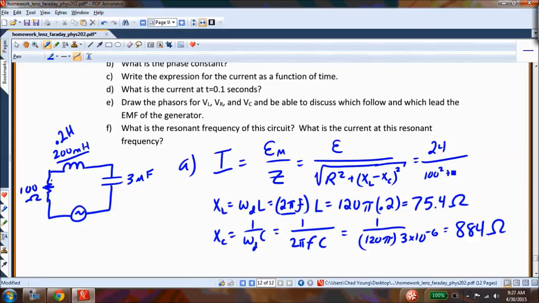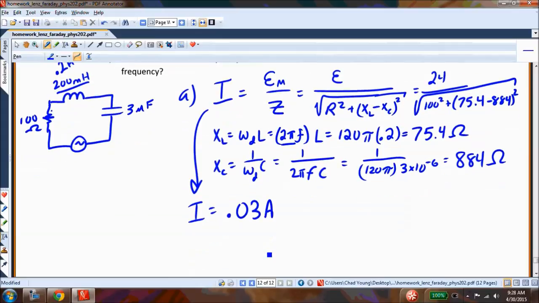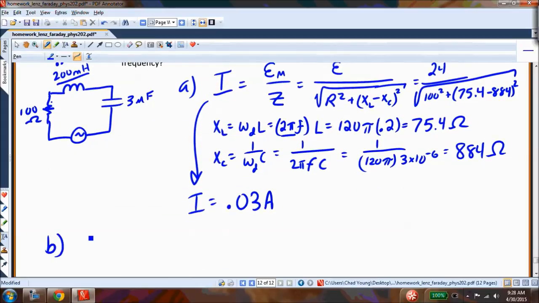I get 100 squared plus XL, which is 75.4, minus 884. That's squared, and take the square root of that. Now if I calculate that, the I max is equal to 0.03 amps. That's the maximum current that you get out of this circuit. Okay, now I also want to know what is the phase shift, because if I know the maximum current and the phase shift, I can find the current at any particular time. So I want to find that phase shift.